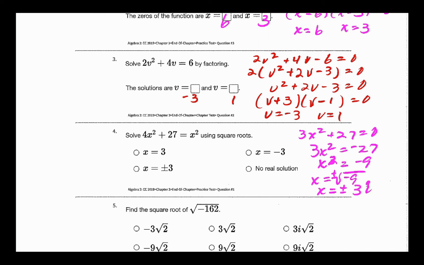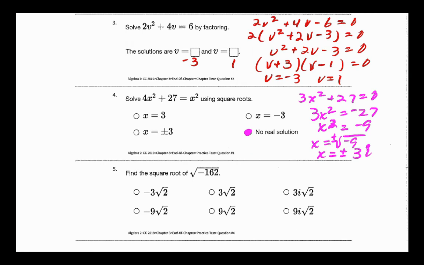Now, here's the big thing. I warned you guys this during class. I'm going to warn it to you again. A lot of you will try to give me the answer as plus or minus 3, but you don't see an i there. Since you don't see an i there, the only solution you can have is no real solution. Don't lose points because you work it all the way out, yet you tell me it's plus or minus 3.